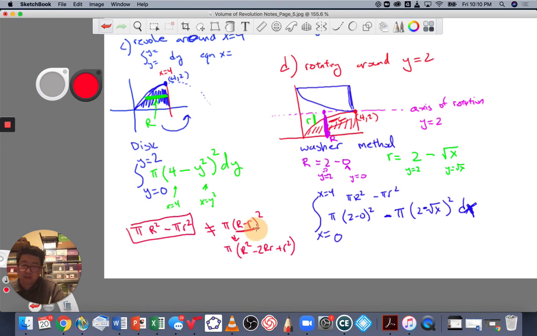So this right here is not the same as this. A lot of students make this mistake. They try to combine the radii together. It's two separate problems. The most you could probably do is something like this: R squared minus little r squared. You always do the squares separately from each other. Okay? All right. I'll see you guys later.